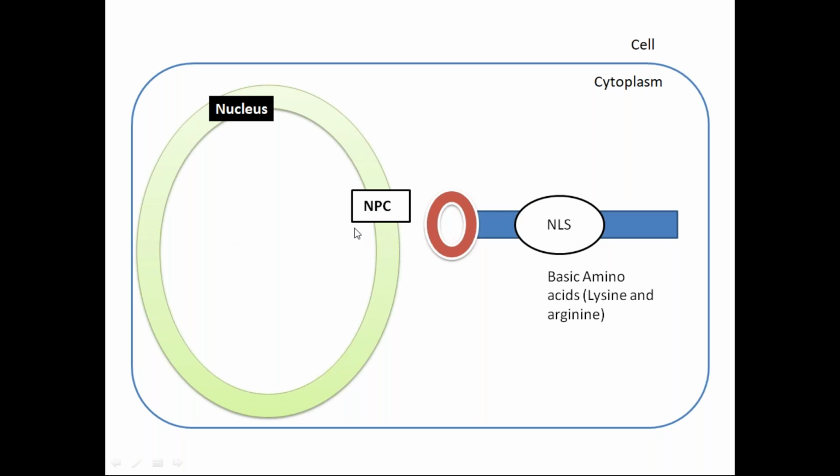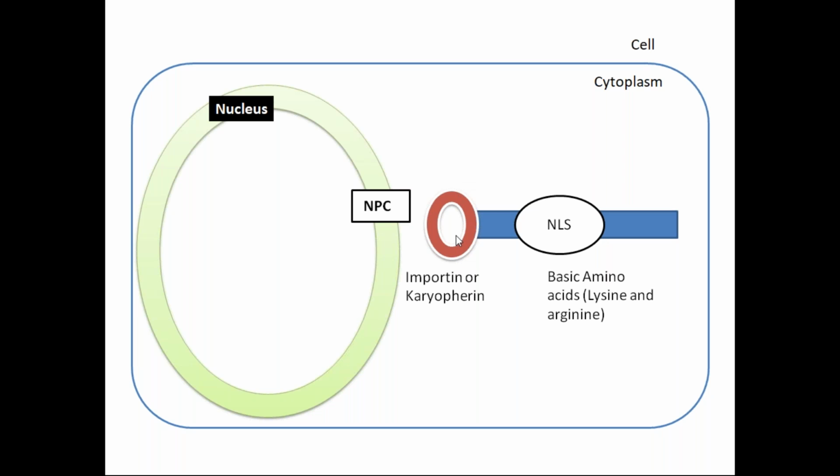Now you see, it knows its address, it knows where the target is, but it doesn't know how to go inside. It knows what its target is, it has to go inside the nucleus, but it doesn't know how to go. So there is a protein which comes to its help, and it is called the importin.